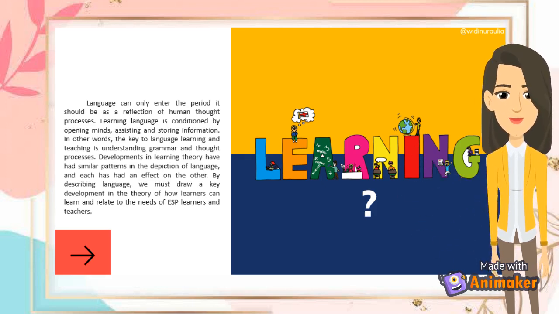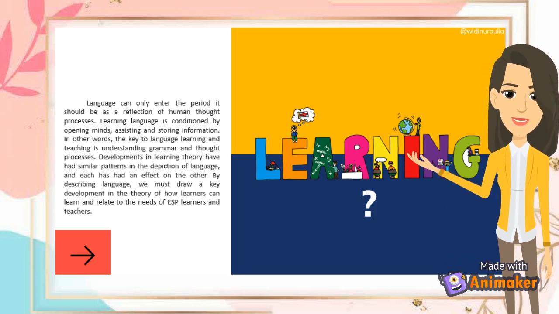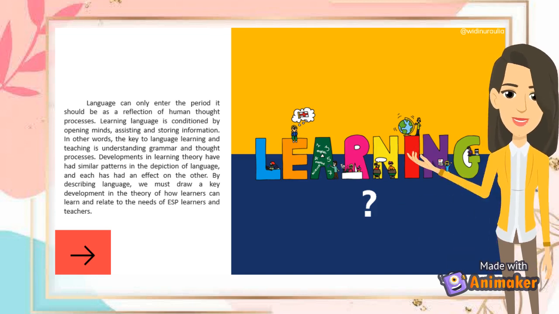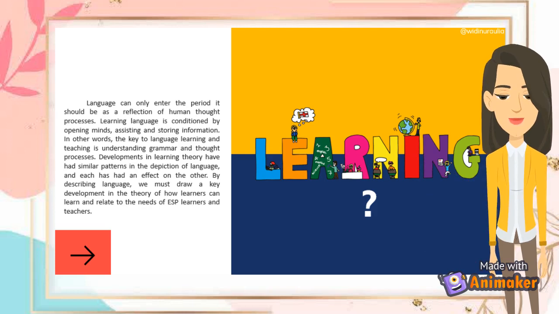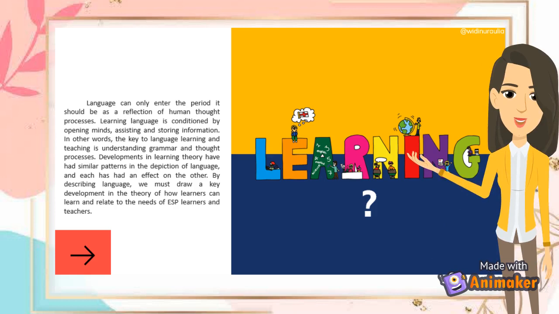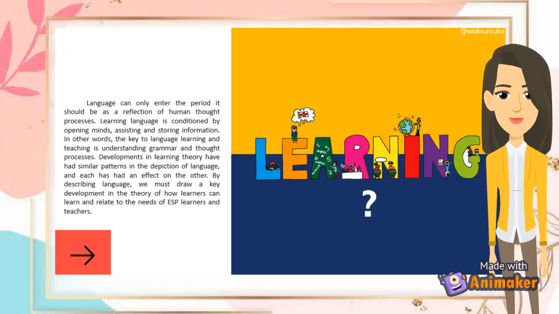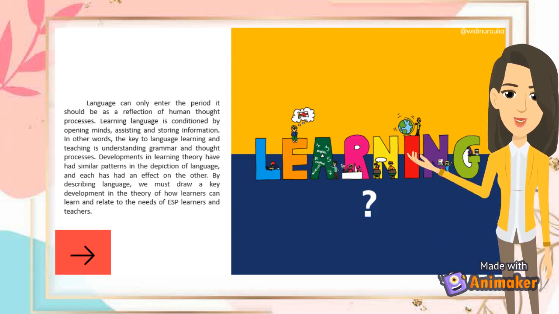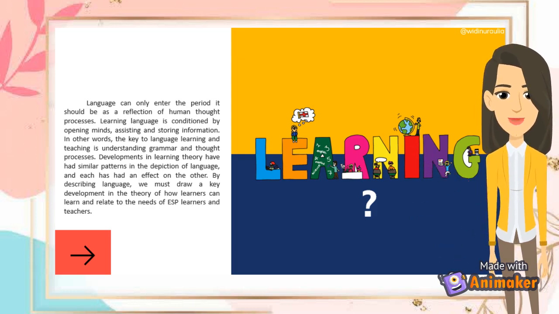Language can only enter the period it should be as a reflection of human thought process. Learning language is conditioned by opening minds, assisting and storing information. In other words, the key to language learning and teaching is understanding grammar and thought process. The developments in learning theory have had similar patterns in the definition of language, and each has had an effect on the other. By describing language, we must draw a key development in the theory of how learners can learn and relate to the needs of ESP learners and teachers.